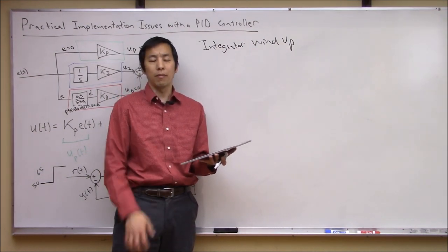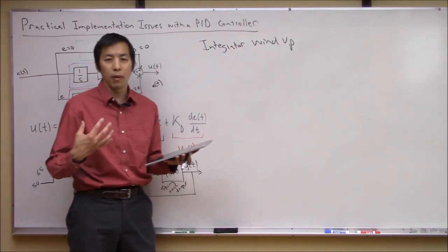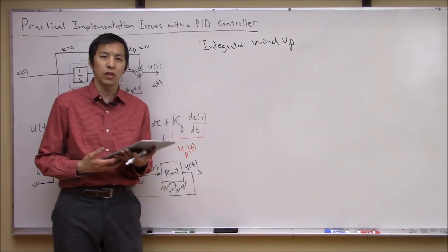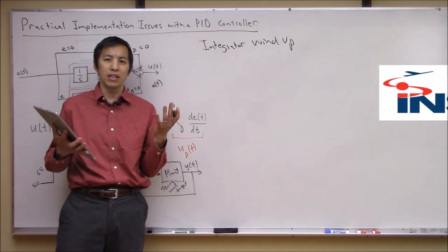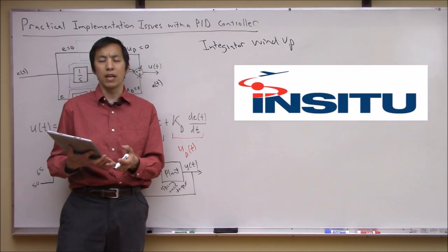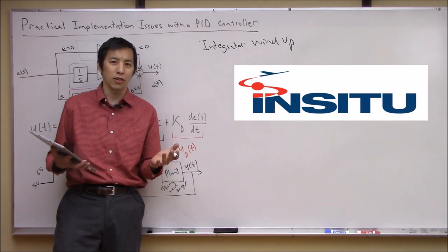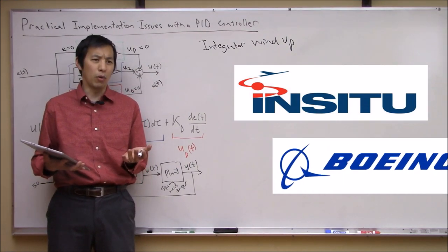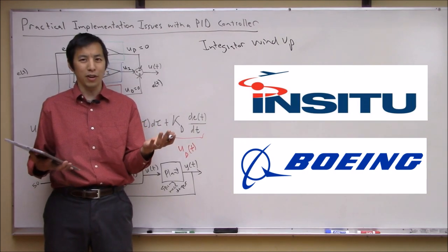So for those of you who are followers of the channel, you know that I'm in aerospace engineering. And in fact, when I was a grad student at the University of Washington, I actually got to work a lot with a company called Insitu. So Insitu is a UAV company. I was about to say small UAV company, but it is not small any longer. It's quite large. In fact, in 2008, it was acquired by Boeing. So I guess it's technically Boeing, which is definitely not a small aerospace company.